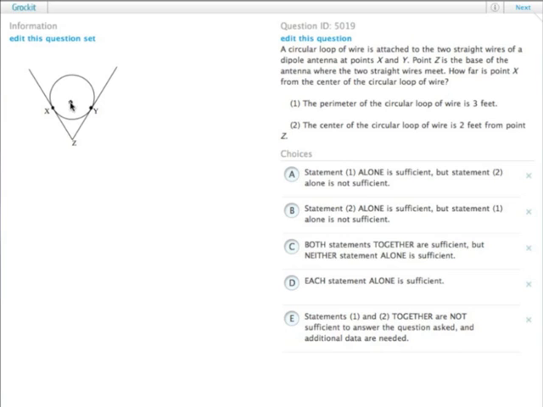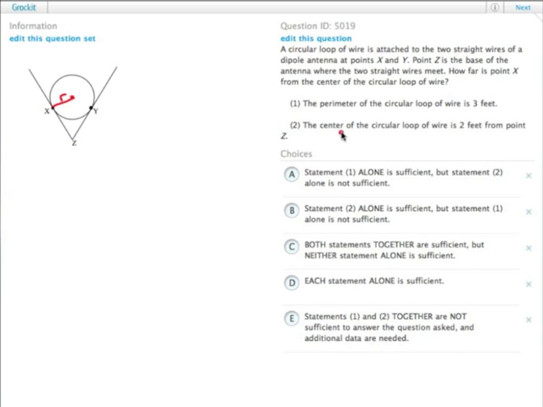these wires. And so how far point x is from the center of the loop of wire, I'll change colors here, is actually just going to be the radius of the circle. So if we can find out anything at all about the circle, we can usually get to its radius. Let's take a look at the statements.